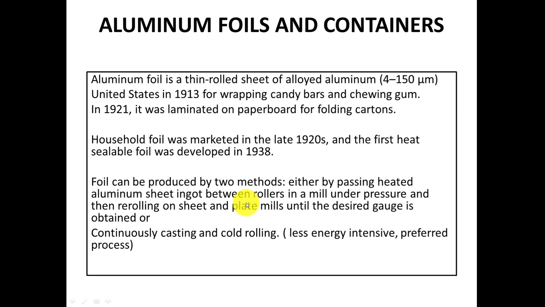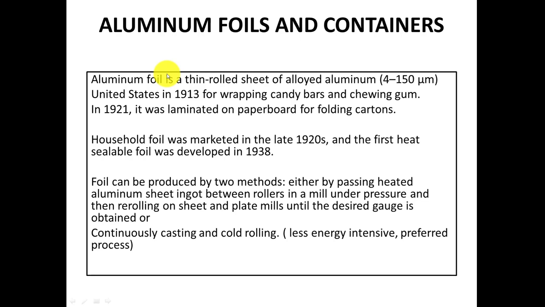Next part is the aluminium foil and the container. As in the beginning I said, there are four metals. One is steel, second is tin, one is aluminium, and one is chromium. So till now we have covered tin, steel, and chromium. Now we will talk about aluminium. What is the use of aluminium in food packaging?